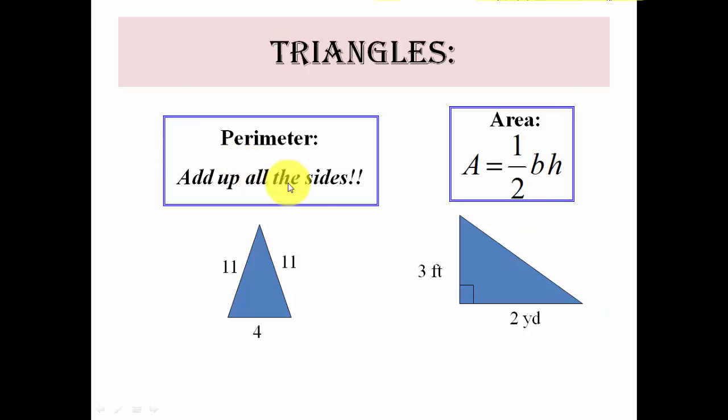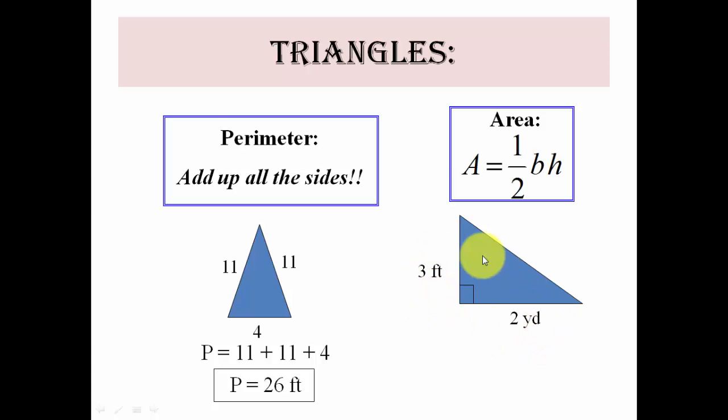Again, for perimeter, we're just adding up all the sides. So the perimeter of the triangle on the left is going to be 26 feet. Now for area, it's similar to the square, but it's going to be 1/2 base times height.